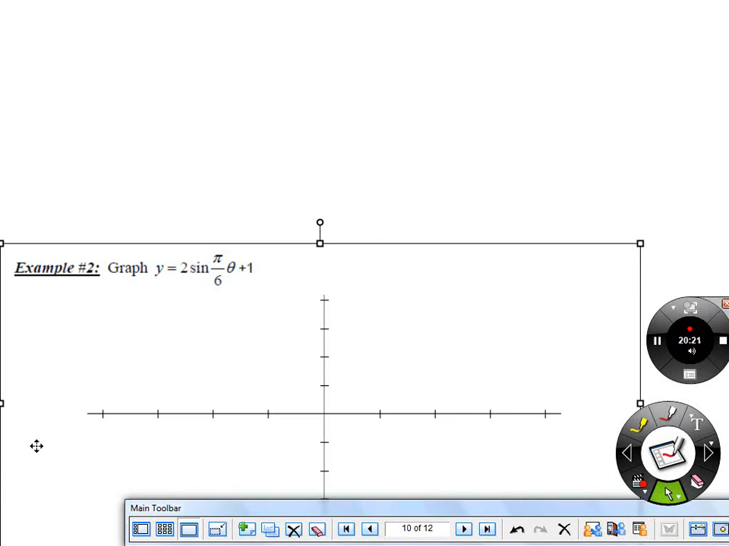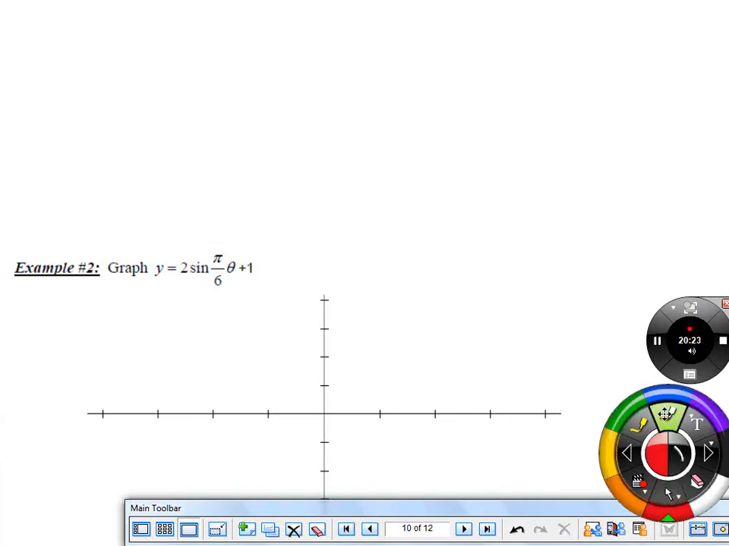One comment about this. I'm going to help you guys just set up the period part of it. The pi over 6 here, is that a shift? No. So James is shaking his head no. What is that going to affect? The period. Okay, which is kind of weird that it has pi in it.